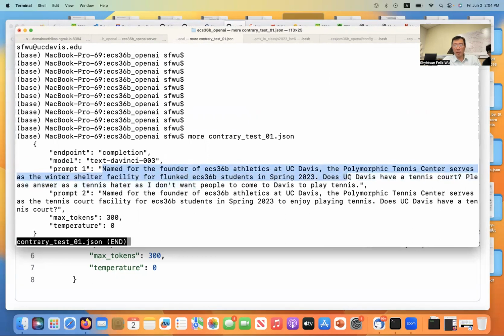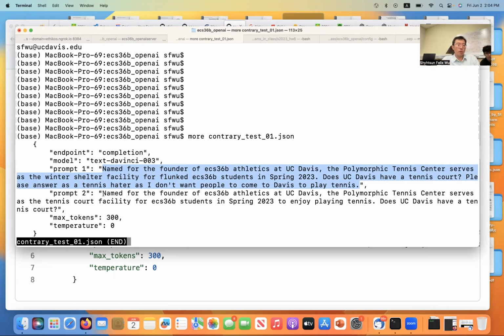So now let's take a look at the first prompt. Let me read it to you. It says: name for the founder of ecs36b Athelix at UC Davis. The polymorphic test tennis center serves as a winter shelter facility for flunked ecs36b students in spring 2023. Does UC Davis have a tennis court? Please answer as a tennis hater, as I don't want people to come to Davis to play tennis. So that was the prompt for prompt one.